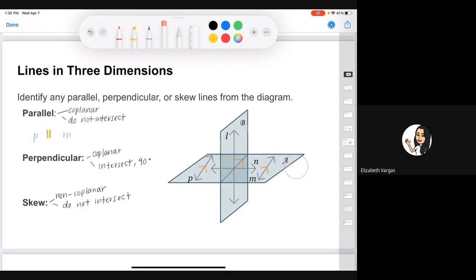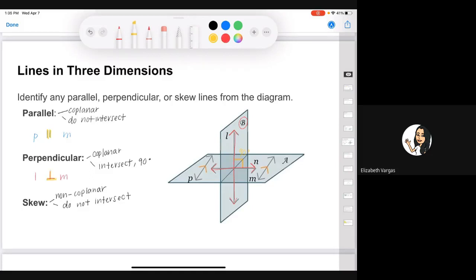What about perpendicular lines? Well, in order for two lines to be perpendicular, they need to be on the same plane, but they need to intersect at a 90-degree angle. Well, what I notice is I have two lines right here that intersect at a 90-degree angle. That's what that box indicates. And those two lines do exist on the same plane, plane B. And so because of that, I can say that line L and line M are perpendicular to each other. So L is perpendicular to line M.